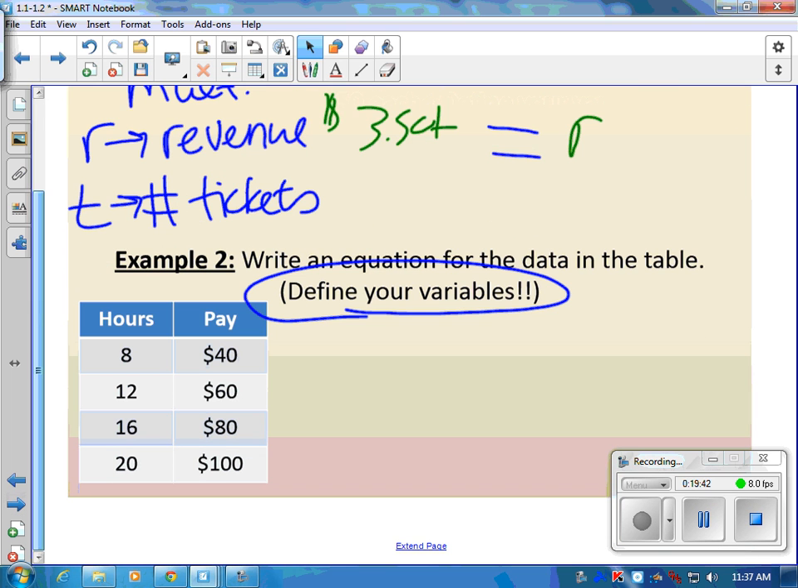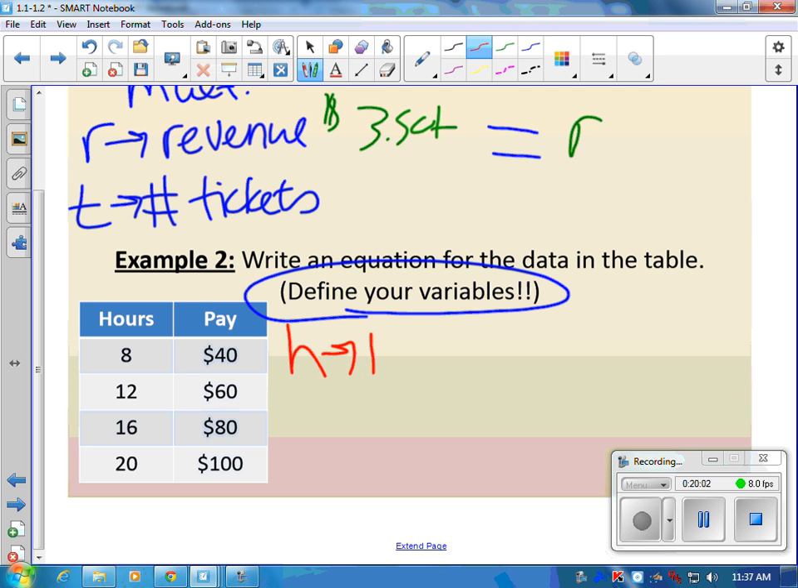Great. Let's go down and look at something written in a different way. So now I don't have words, I have a chart. And I want to take the information from this chart and write an equation. So first of all, we've got to label our variables. I, again, used H and P. I said that H was going to represent the number of hours, and I said that P was going to represent the total pay. You could have used X and Y, A and B, W and T. I don't care what you use, but just let me know what they mean.